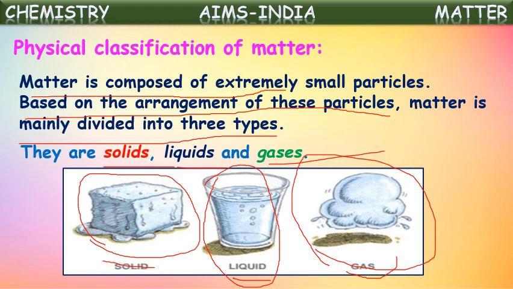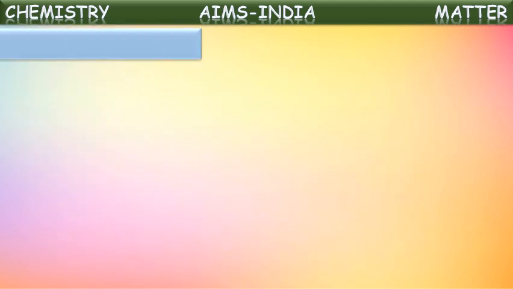Like that only, we have different arrangements of the particles, and based on that, solids, liquids and gases, we can classify the matter. That is the physical classification of matter. Let us see.